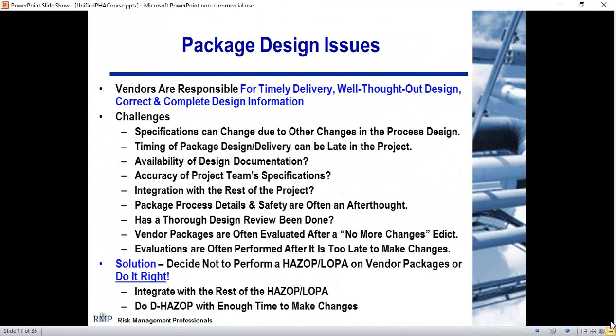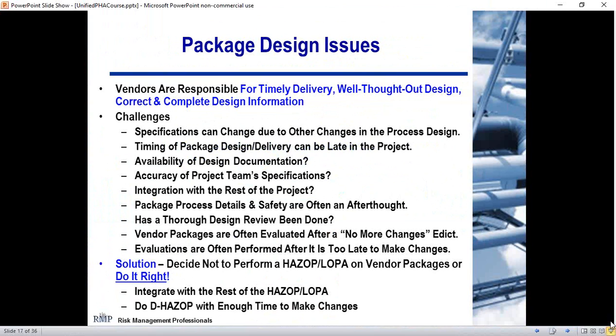Is the team's specification to the vendor accurate? How does this integrate with the rest of the project? In a lot of cases, the package details and safety can be an afterthought. A lot of packages are designed and fabricated in other countries where the fabrication process is more of an art, and so there may be less design documentation associated with it. So there may be a considerable gap between what the engineering team that's integrating the project and the package vendor were thinking. Was there a design review?